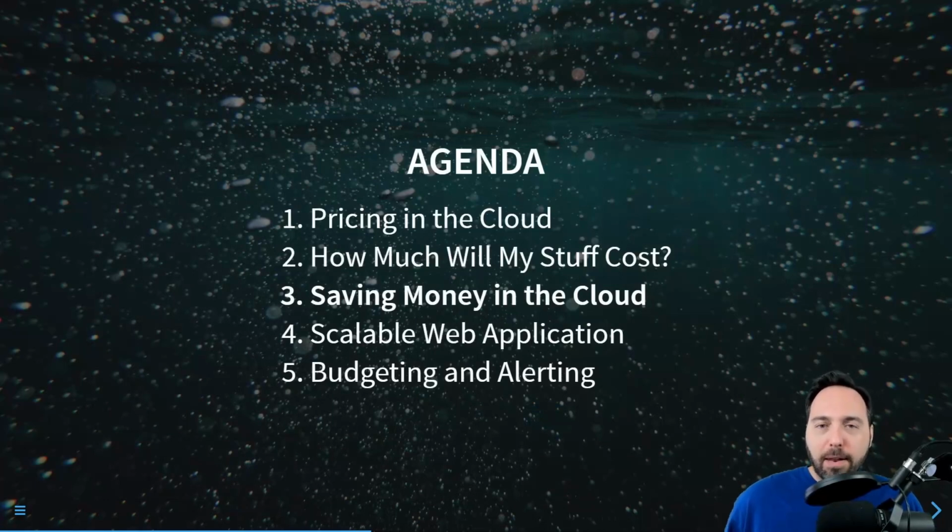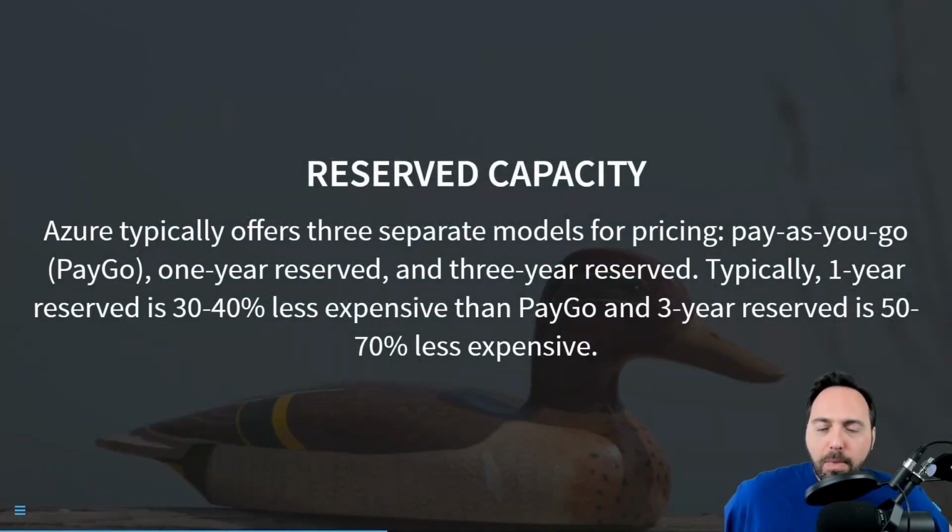So now let's talk about actually saving some money. So we got an idea of how we figure out how much things cost, but all right, how do we save cash? And again, if you have any questions, drop them in chat along the way. One of the major things that the CSA crowd will push is reserve capacity. And reserve capacity is actually a pretty good way of trading your commitment for a discount.